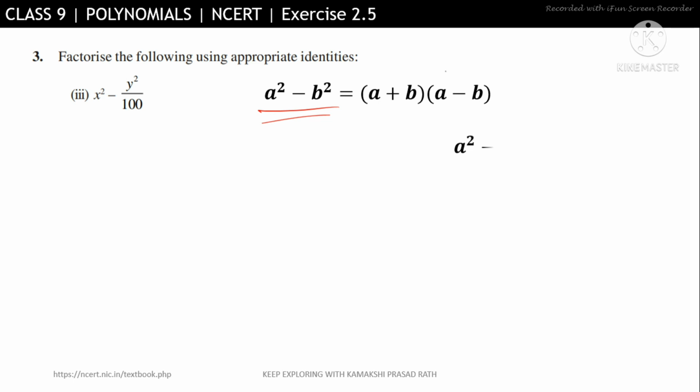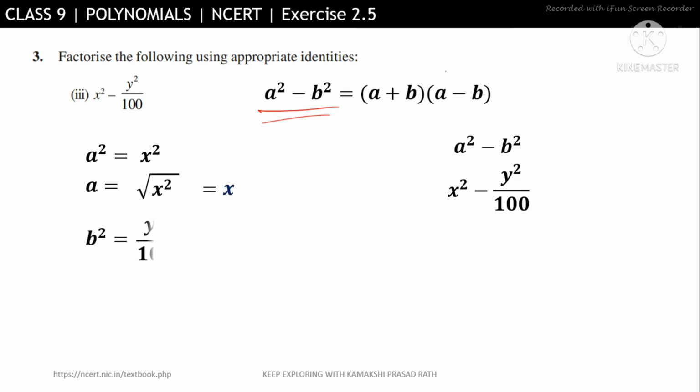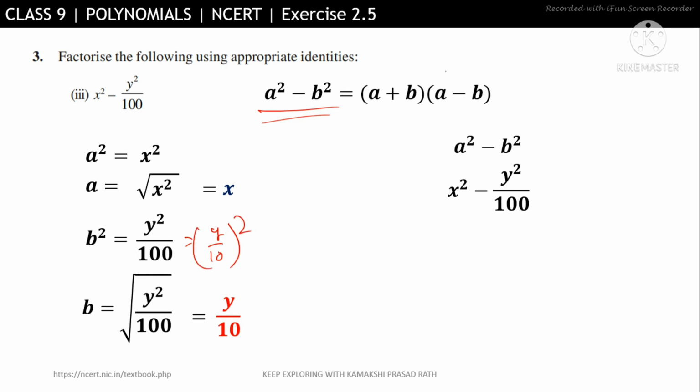So if you compare this one to our question, you can easily say a squared is nothing but x squared. So a will be root over of x squared, that is x. Similarly, b squared is y squared by 100. So b will be nothing but root over of y squared by 100, that is y by 10. So y squared by 100 is nothing but y by 10 whole squared. Hence b will be equal to y by 10. Now we will use a as x and b as y by 10.